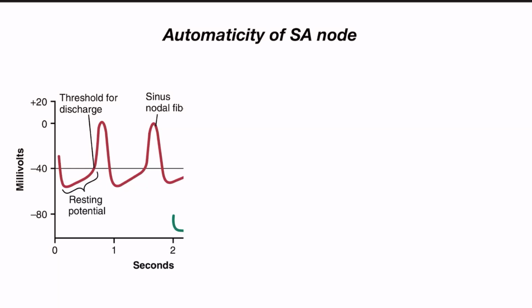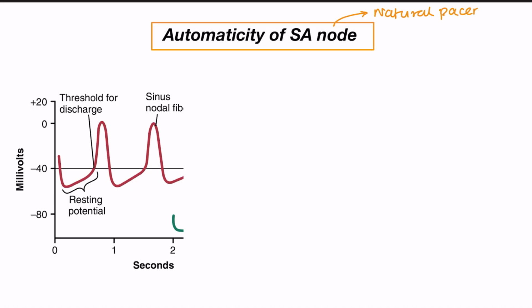Hello everyone. Today we are going to understand about automaticity of SA node. SA node is able to produce impulses on its own. It does not require any external stimulus, and therefore it is also called the natural pacemaker of the heart. Today in this session we will be dealing with how the automaticity of SA node is maintained through this graph.